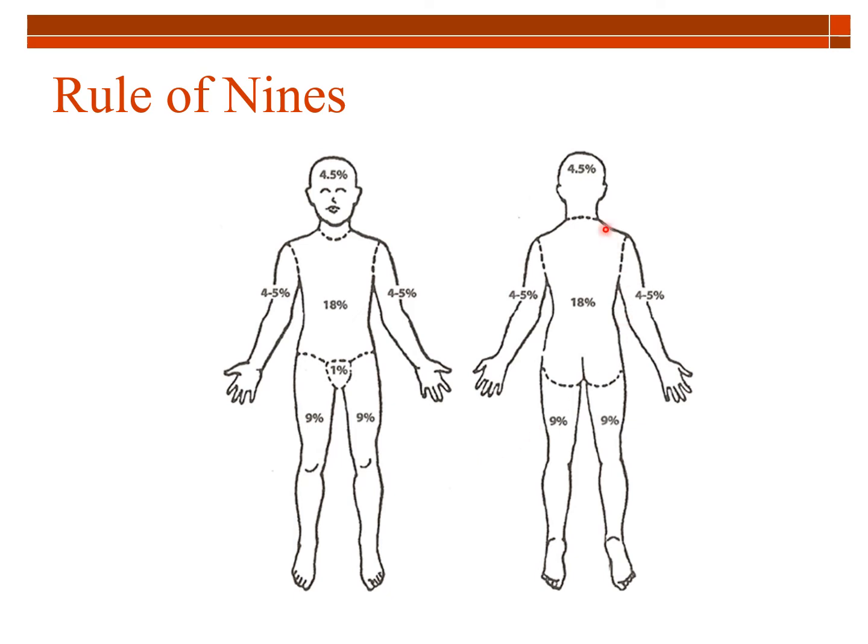The back of the torso, including the buttocks, is 18%. The head and neck are 9%. And the genital area is 1%. Okay, so this rule cannot be applied to young children because their body proportions are different. So with young children, we will use the body surface area based on the palm of the patient's hand as a measure of 1% area.